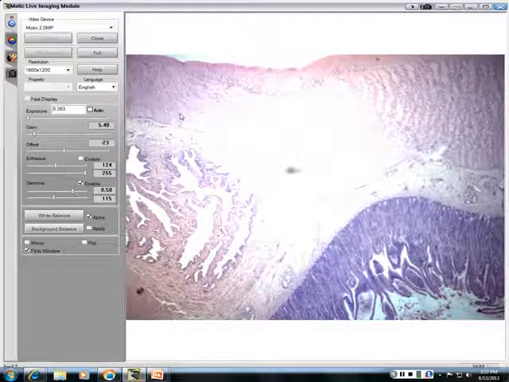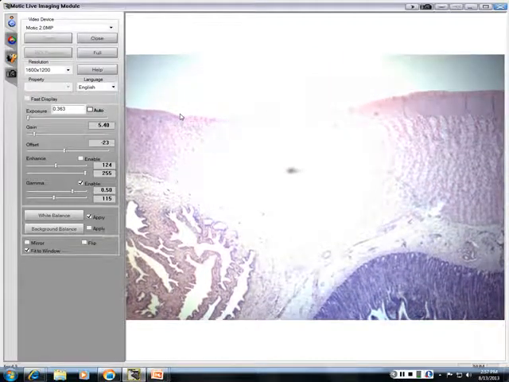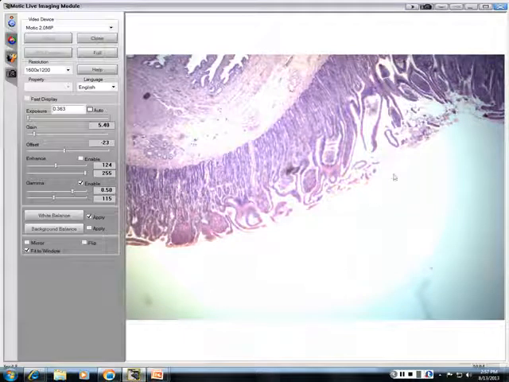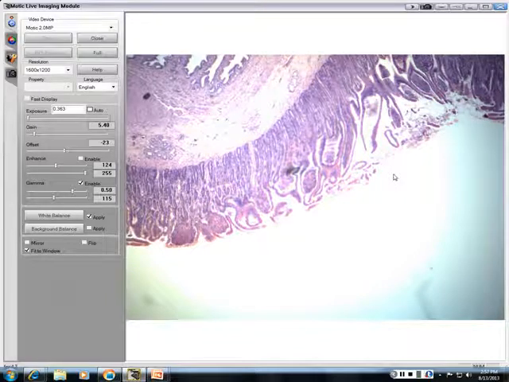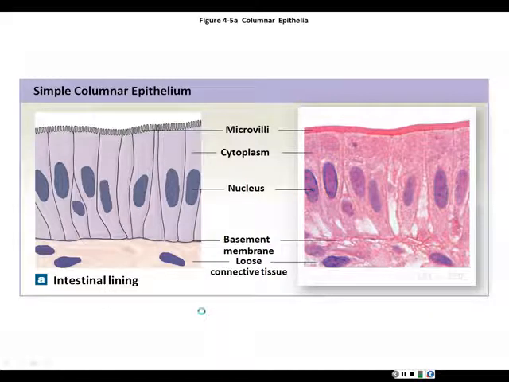And if you notice, there's empty space on both sides of the piece. There's empty space over here, and there's empty space over here. So which side is the lumen? Here's where it helps to have some idea of what epithelium is supposed to look like. And this is where you look at the figures in your text or your lab manual for reference. So this is what the text says we should be seeing. We're in the intestine, so we're looking for simple columnar. We should see vaguely column-shaped cells with a clear nucleus.